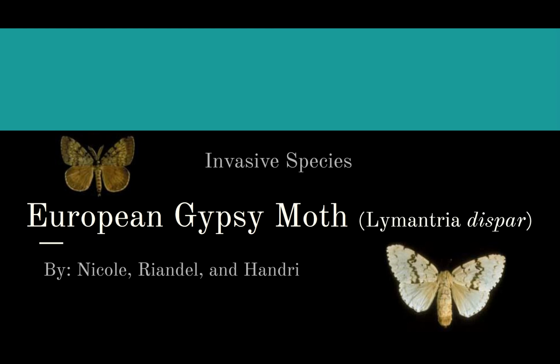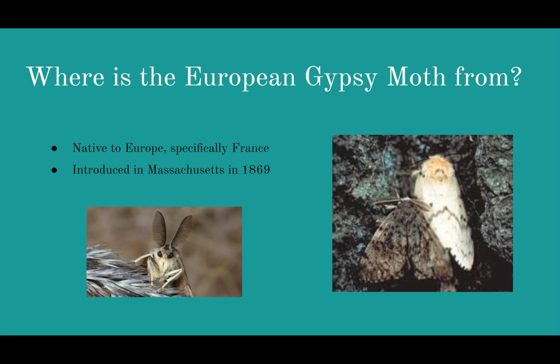Today we'll be presenting on the European gypsy moth, which is an invasive species. The European gypsy moth is native to Europe and was introduced to North America at Boston, Massachusetts in 1869 and has been spreading ever since. The United States Forest Service estimates the moth's range is spreading south and west at a rate of about 21 kilometers per year.